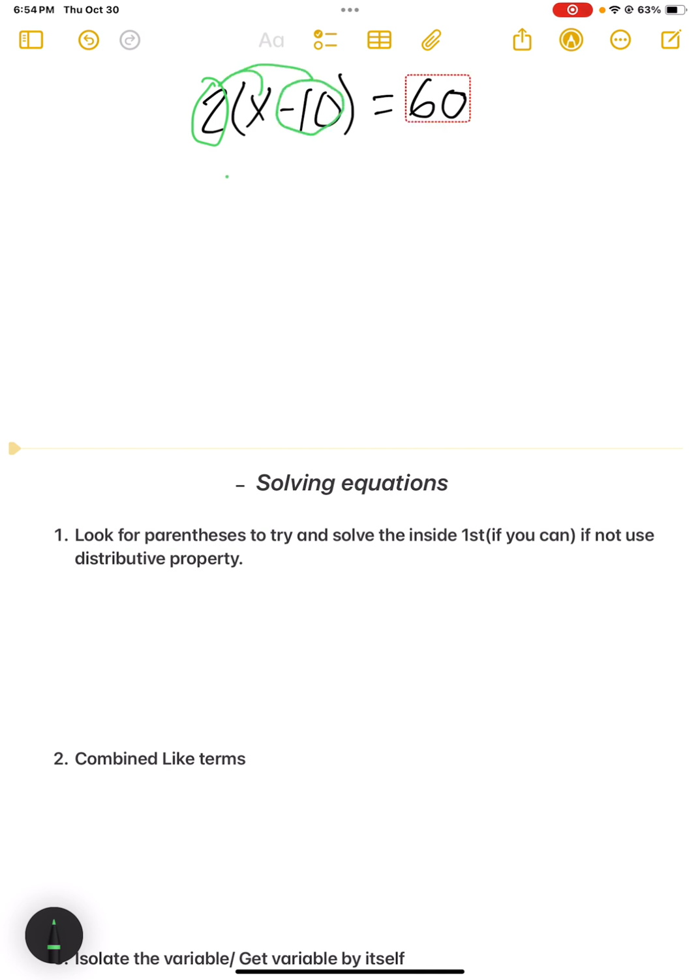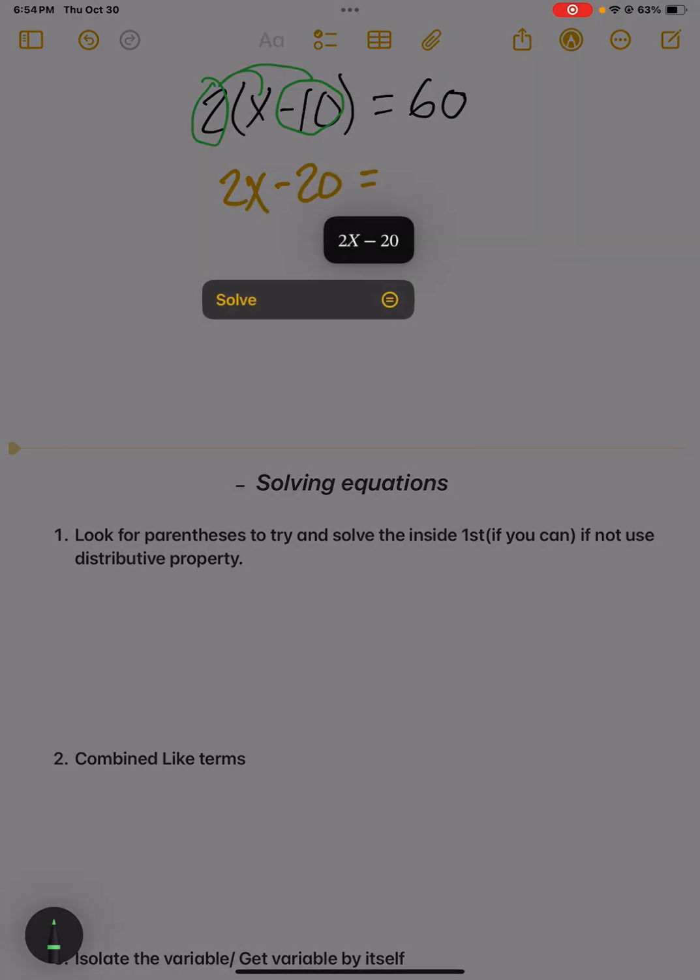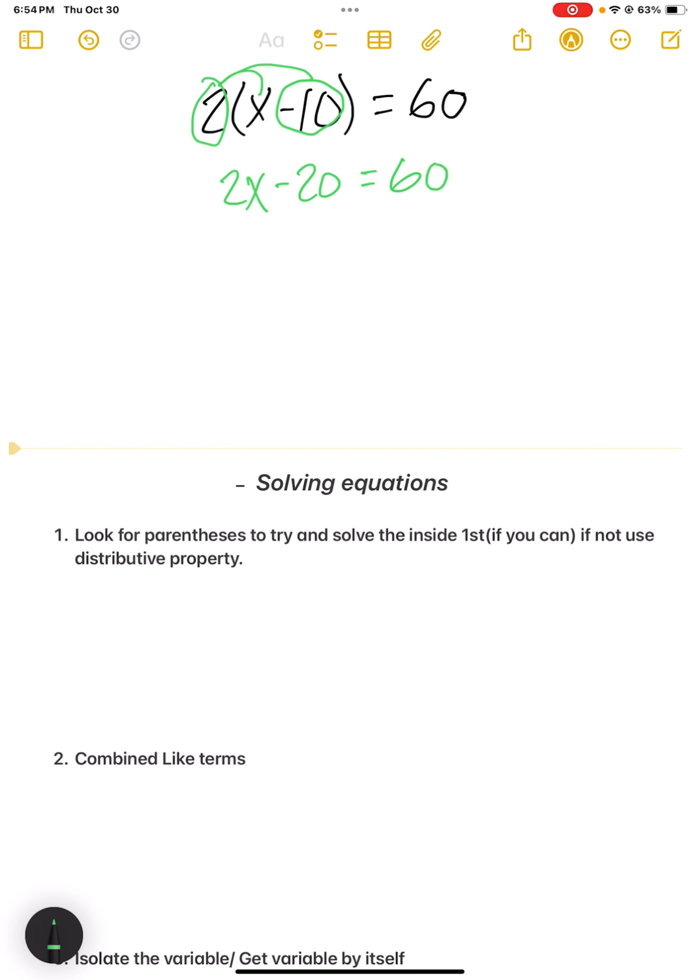So that means 2 times x would be 2x. 2 times negative 10 would be a minus 20. Okay. Or negative 20, and that would be equal to 60. Okay, so now I'm on step 3, where I am isolating the variable or getting the variable by itself. Remember, when we isolate the variable, we need to get rid of the extra people before we touch anything with the variable. So I would focus on the minus 20.